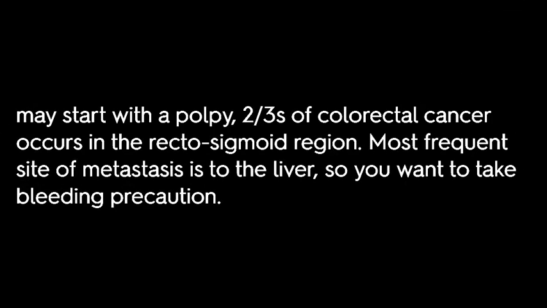Colorectal cancer risk factor. May start with a polyp. 2/3 of colorectal cancer occurs in the rectosigmoid region. Most frequent site of metastasis is to the liver, so you want to take bleeding precautions. Other problems to watch for in colorectal cancer: bowel obstruction, perforation, fistula to bladder or vagina.